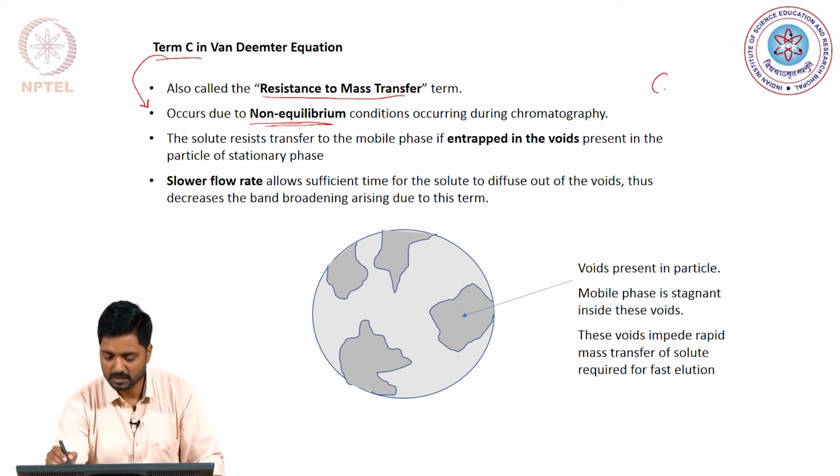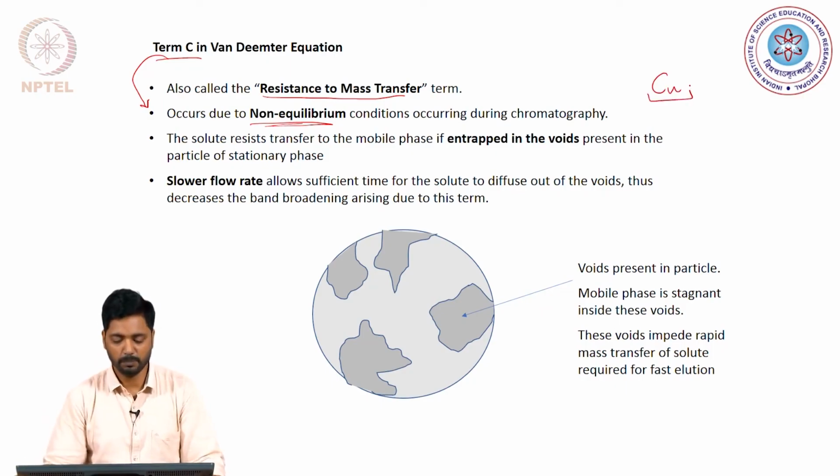Now, this term is proportional to the solvent flow rate, and that means we would require much lower flow rates to reduce it.